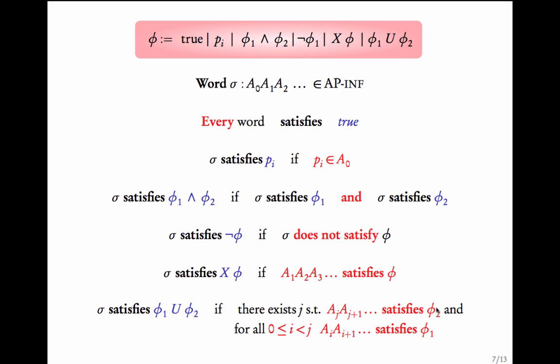For example, if it was just P1 until P2, there exists a j such that a(j+1) satisfies P2. Now, when does a word satisfy P2? When the first letter of that word contains P2. So here Aj should contain P2, and all words from Ai, 0 to j-1 should satisfy phi1. Here it is P1, which means P1 should be in Ai for all i between 0 and j. So in the case of P1 until P2 it was easy, but when we have generic LTL formulas, you need to have this definition.